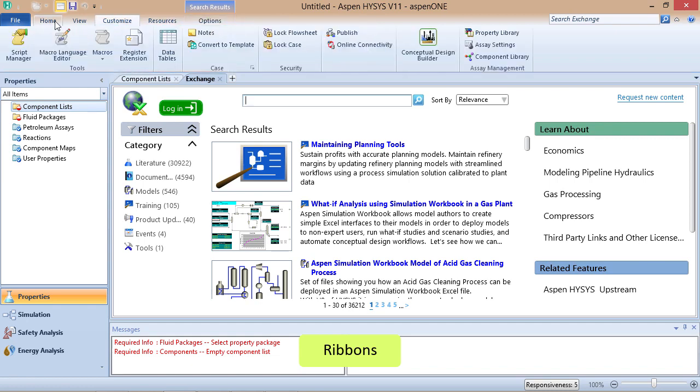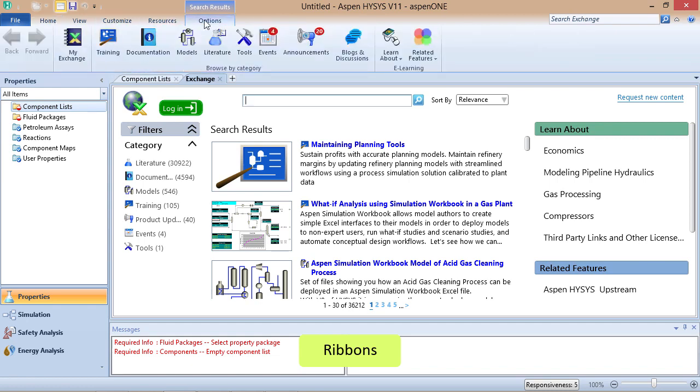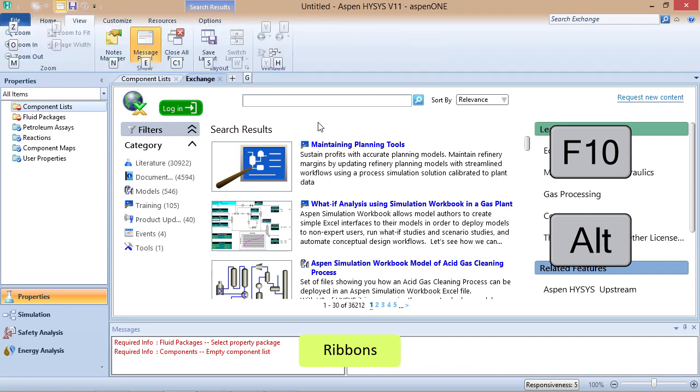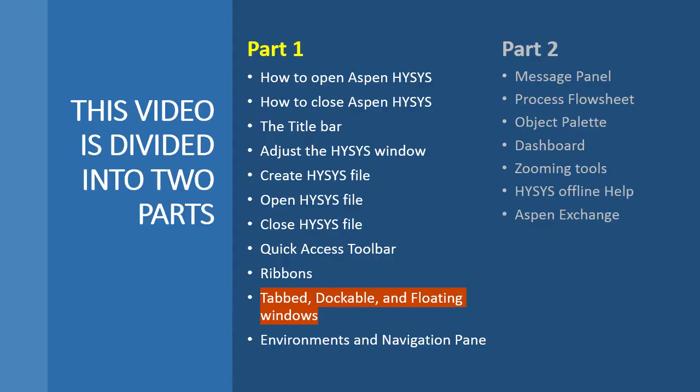You can navigate between the ribbons by clicking with the mouse or from your keyboard using F10 or Alt. For example, to select the Message Panel button in the View ribbon from your keyboard, press Alt or F10, then type V to open the View ribbon, then type E to select the Message Panel button.